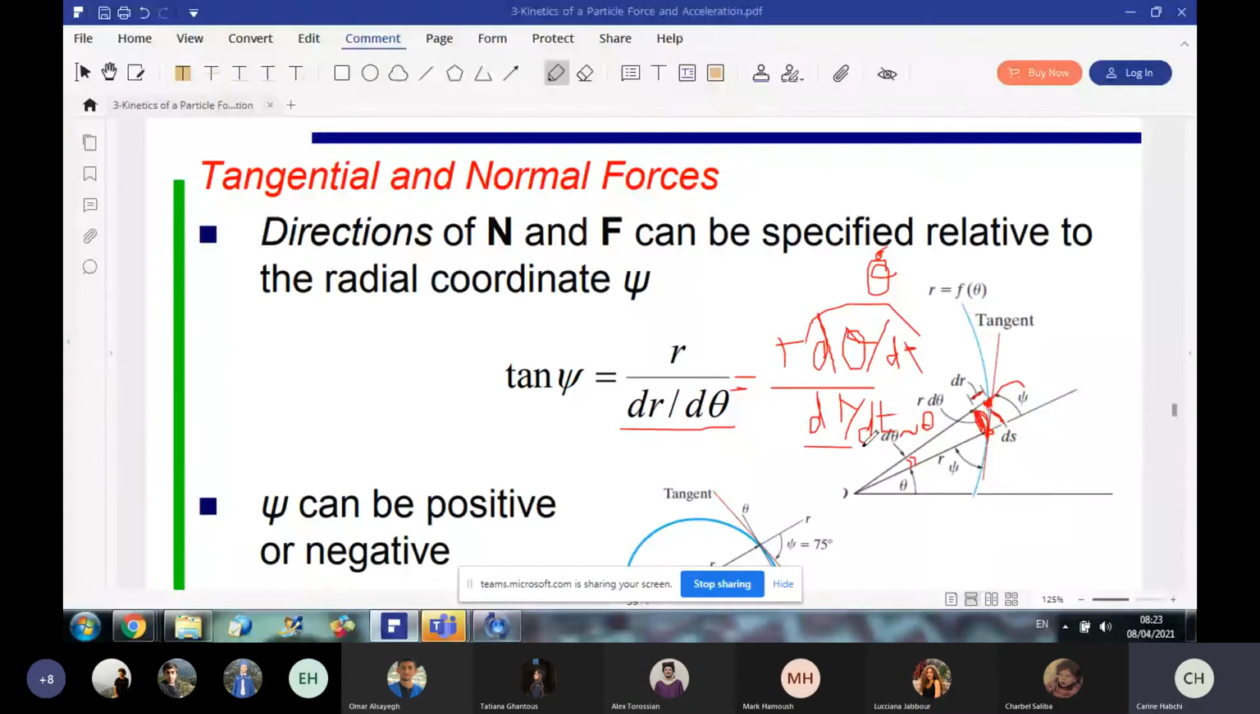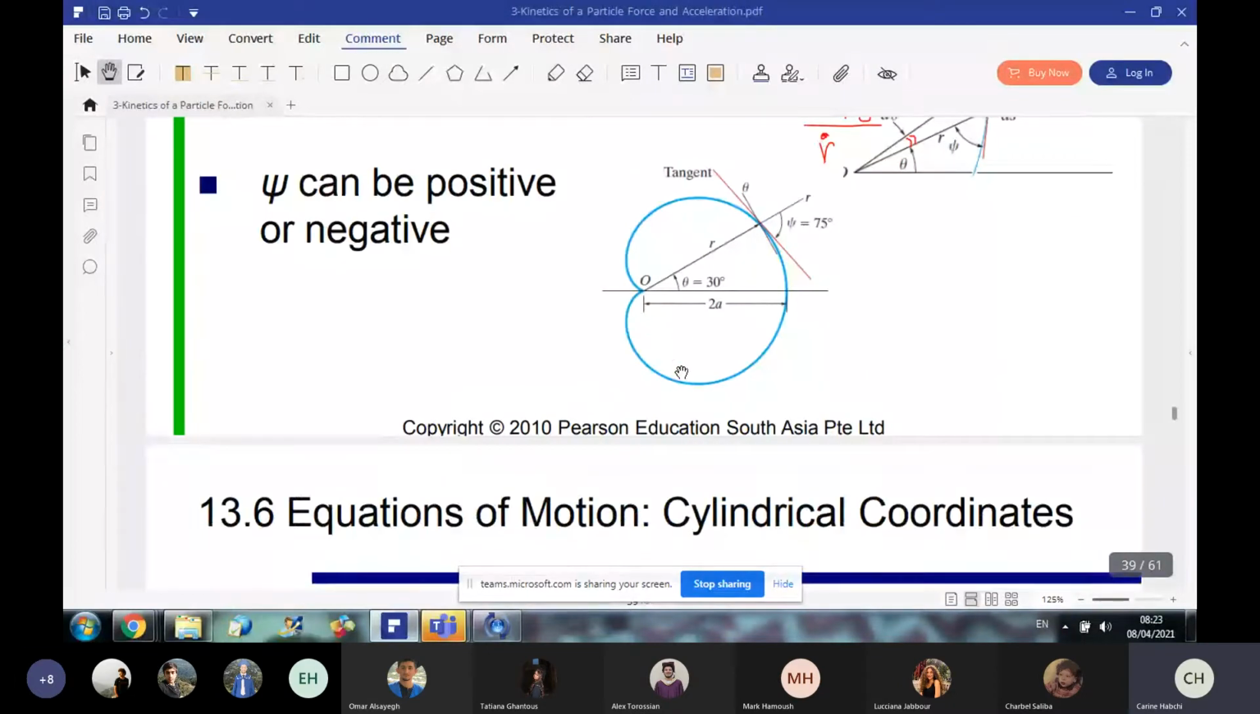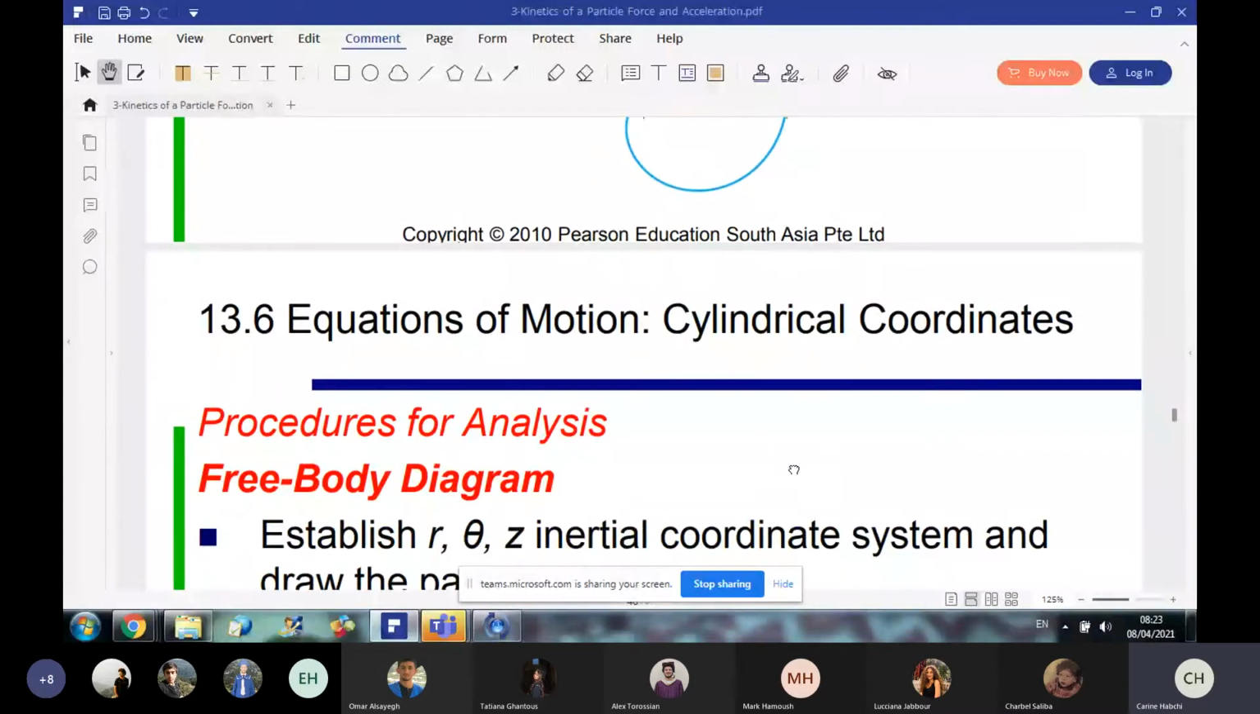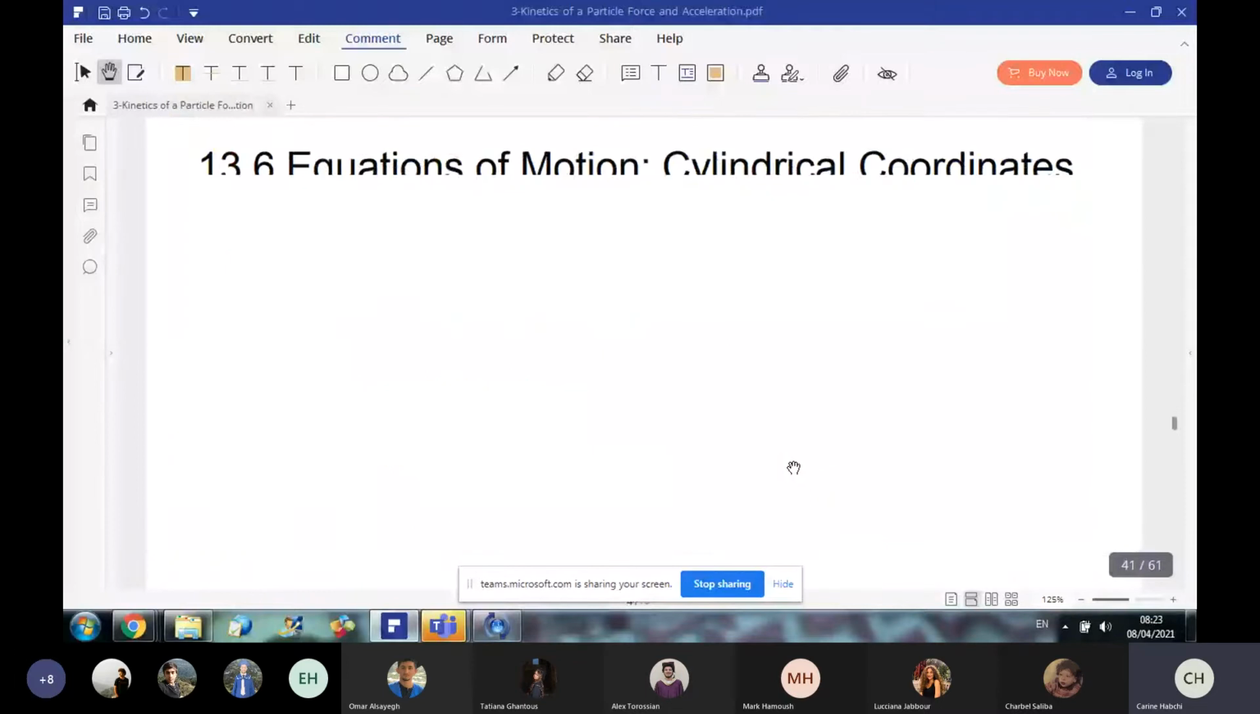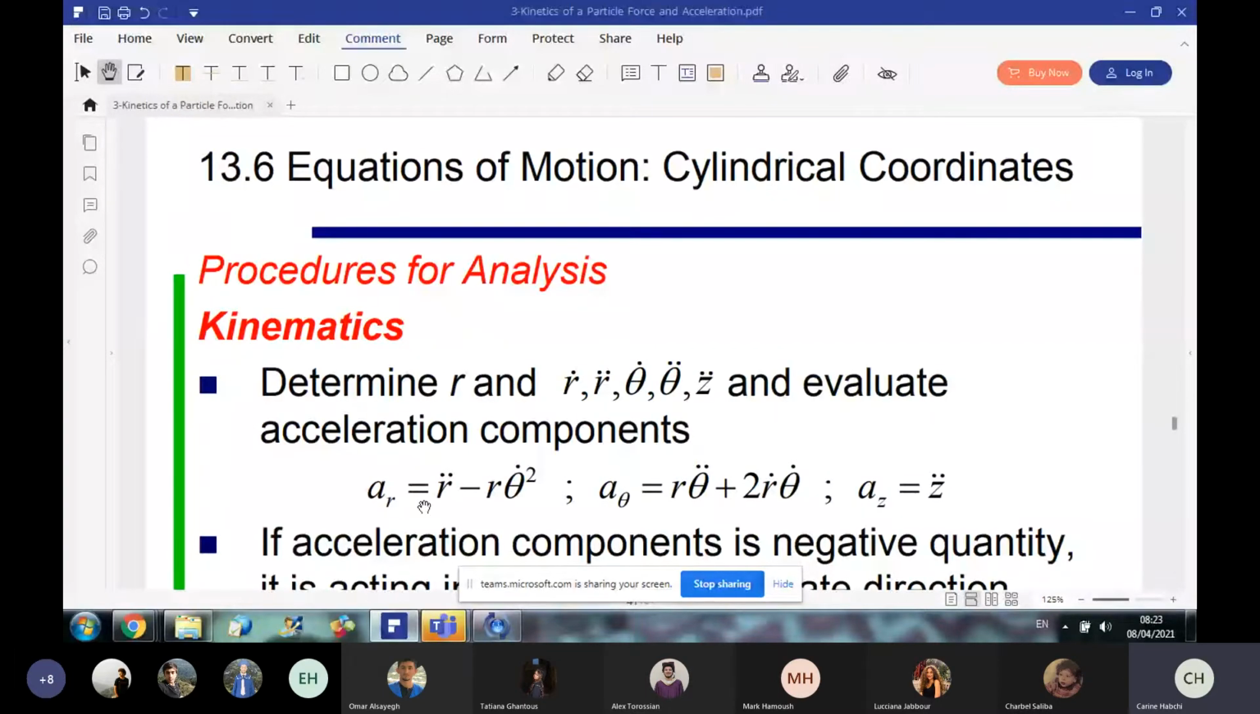So here you have several possibilities to calculate tangent psi. It depends on what you know in your problem. So dr by dt here is r dot. Either you use r over dr by d theta, or you use r theta dot over r dot. Now we will do some problems to see how to apply this. Of course, remember these formulas we have developed in the previous chapters. They will allow you to calculate the expressions of a r, a theta, and a c.